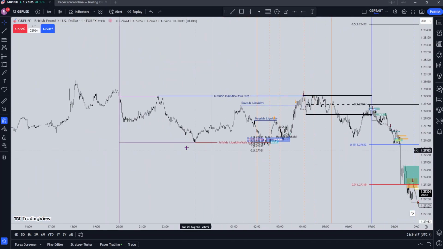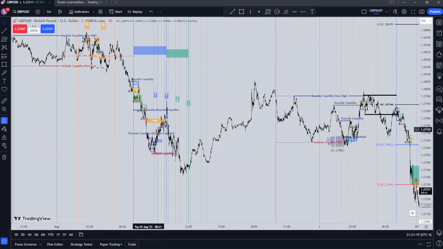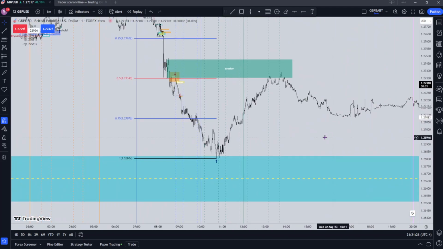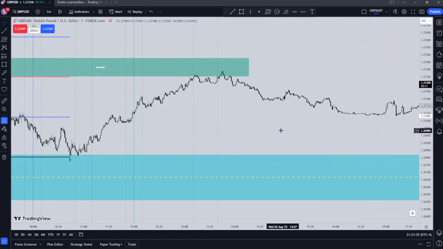And I was saying it did the same thing. Where did it do it? It did it here. When this returned back up to here, this break, there's a breaker here. Return straight to it. Midpoint of the range. Anticipate price to return to equilibrium. Cool.